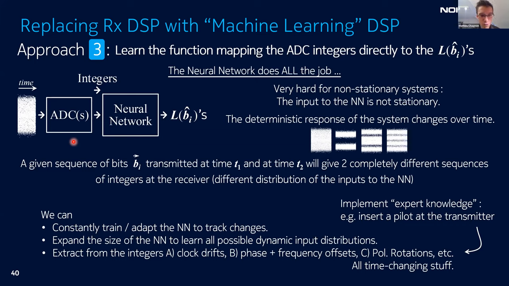And the third thing you can do is more like adding expert knowledge, quote unquote, to the system by, for instance, inserting a pilot at the transmitter. You can, as an example, extract from the integers the clock drifts, the phase and frequency offsets, and the polarization rotation, and track all these time-changing things separately using a separate system to stabilize the distribution. And the stabilized distribution does not need to be a perfect eight-level something. It could be something else as long as it's stationary over time. And once you have a stationary distribution, then you can inject that into a neural net to do the entire job. That's the third thing you can do.